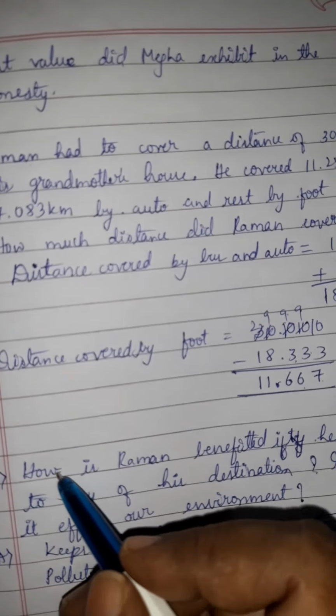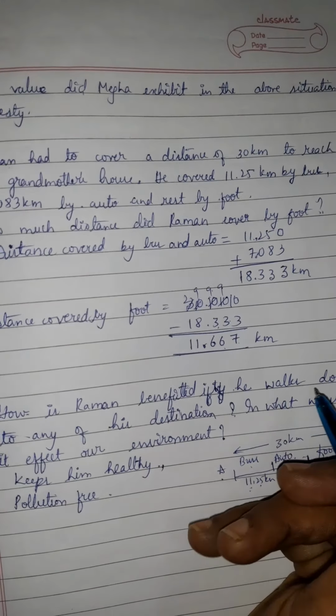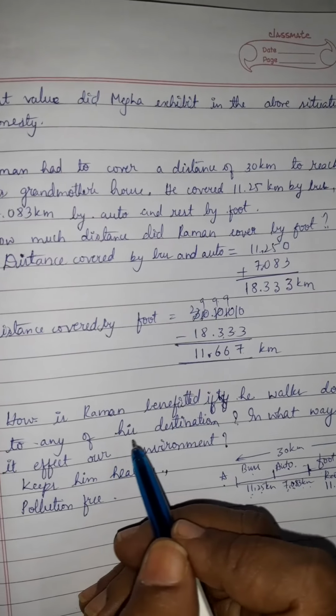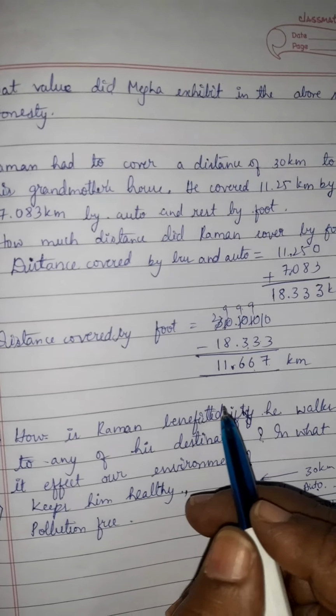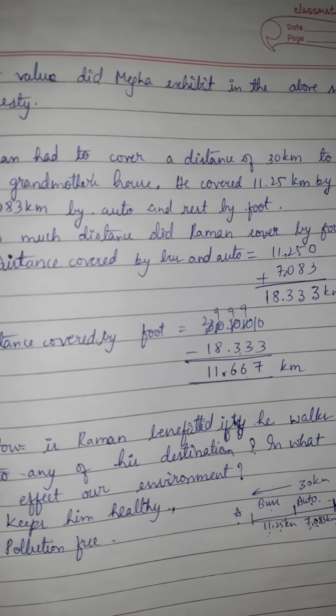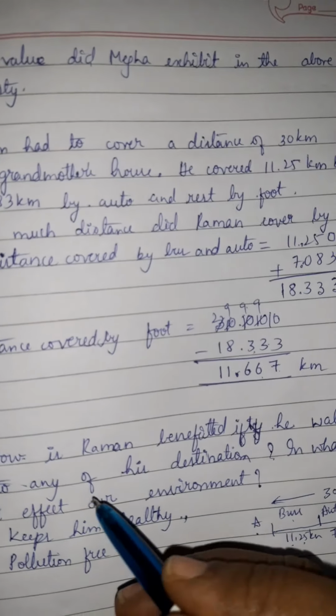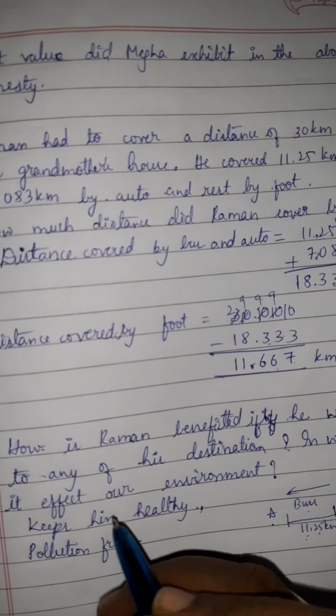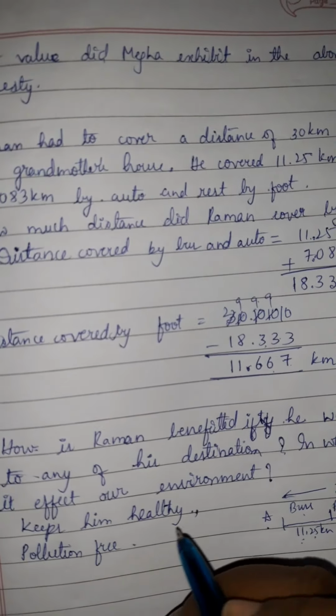Next is question number B. How is Raman benefited if he walks to his destination? So by walking to any other place, what happens, children? It keeps him healthy. Then in what ways does it affect our environment? If we use vehicles, it is going to affect our environment. So he is going by foot, so it makes the environment pollution free.